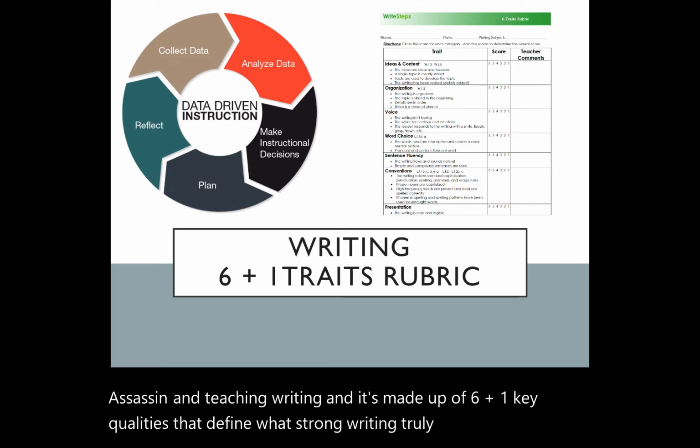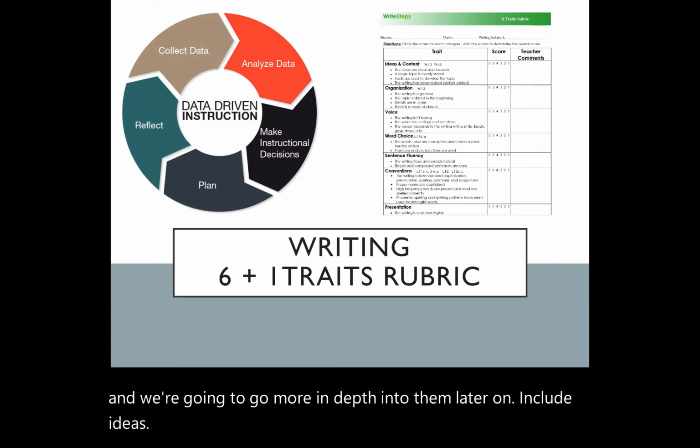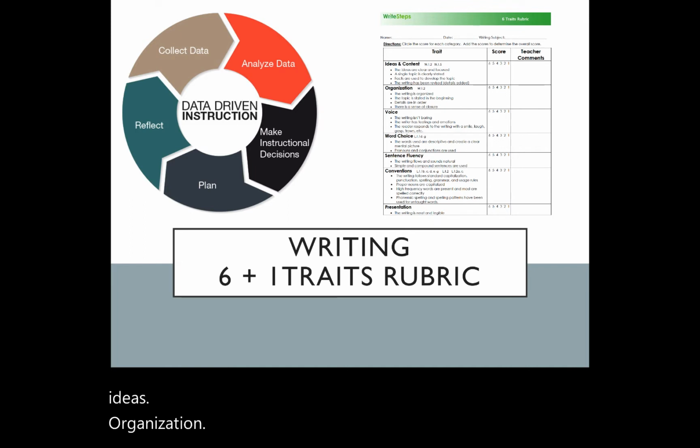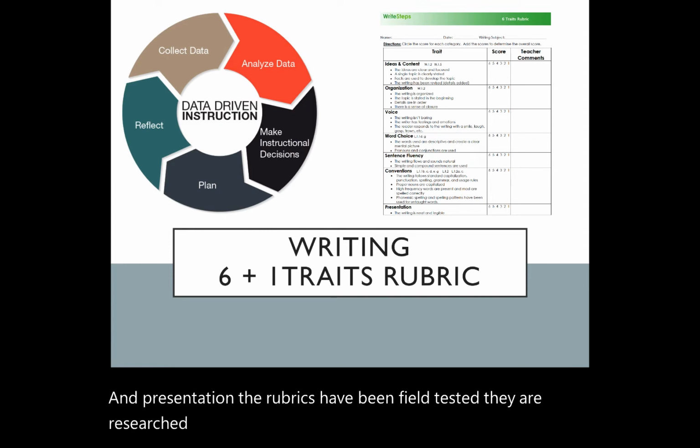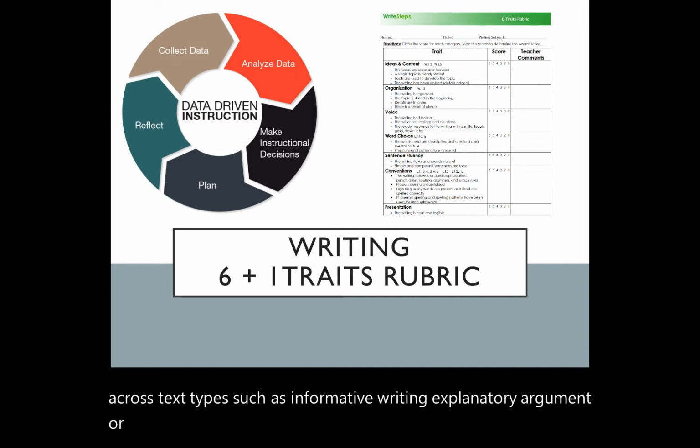These qualities, and we're going to go more in depth into them later on, include ideas, organization, voice, word choice, sentence fluency, conventions, and presentation. The rubrics have been field tested, they are research based, teacher friendly, and are designed for easier use across text types such as informative writing, explanatory, argument, or narrative writing.